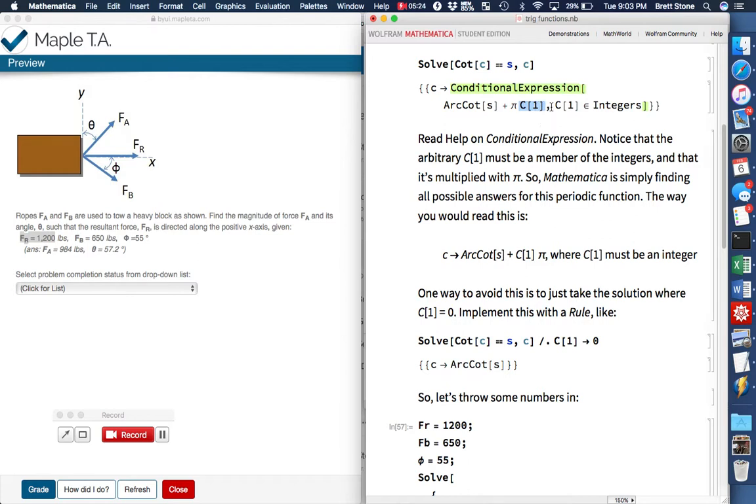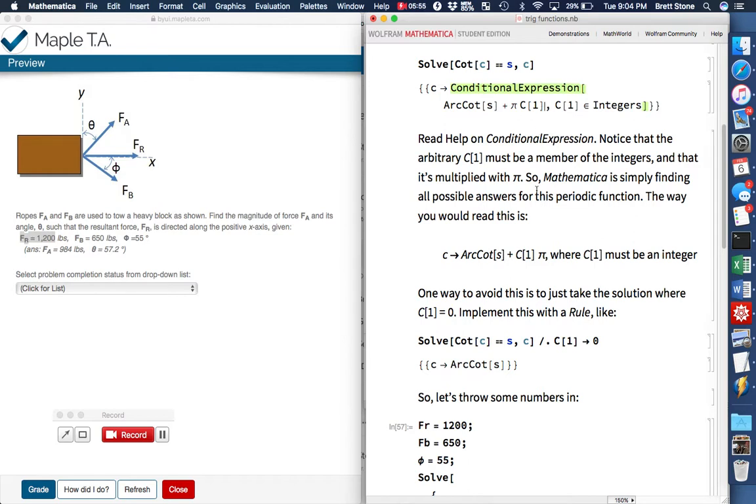C1 is what we call that. And it says where, that's what this comma says, where C1 belongs to this symbol, the integers. So as long as C1 is an integer, then your answer, C, is going to be arc cotangent of whatever S is plus pi times your arbitrary constant. So you could stick in anything you wanted into C, and that would allow you to solve.